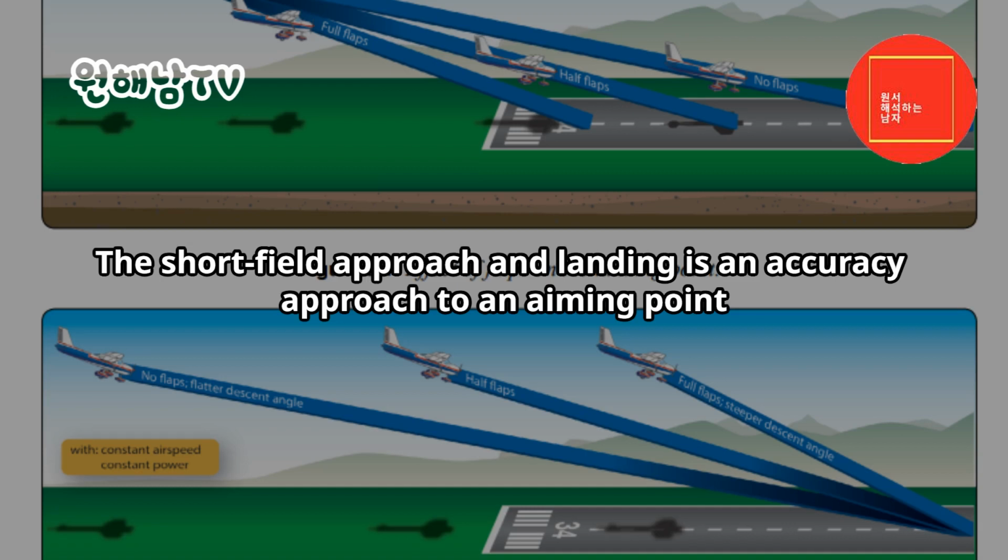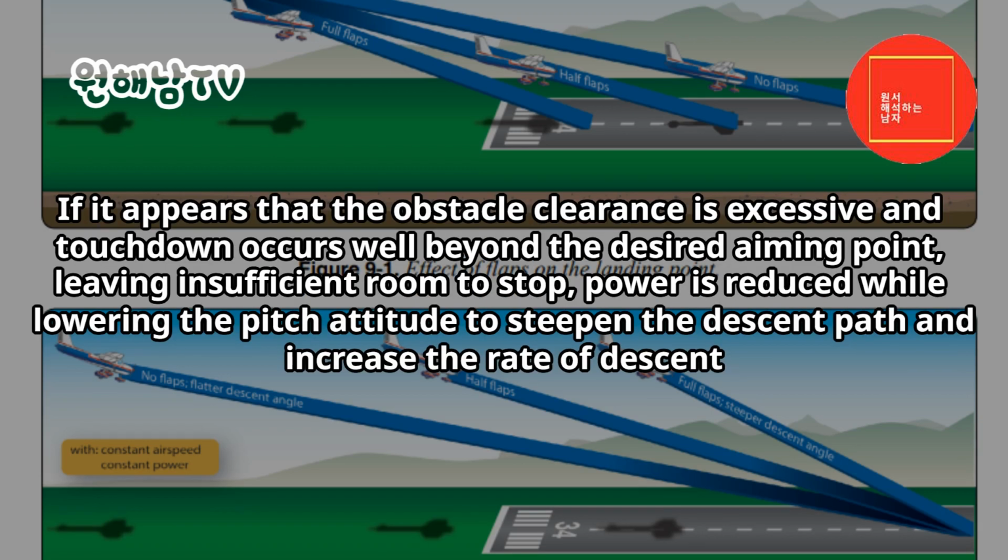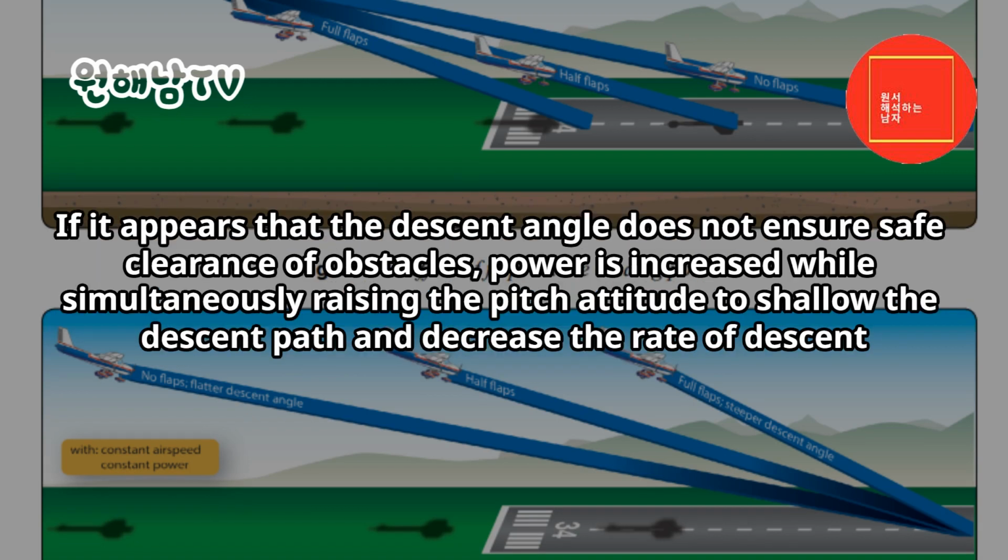The short field approach and landing is an accuracy approach to an aiming point. The procedures previously outlined in the section on the stabilized approach concept are used. If it appears that the obstacle clearance is excessive and touchdown occurs well beyond the desired aiming point, leaving insufficient room to stop, power is reduced while lowering the pitch attitude to steepen the descent path and increase the rate of descent. If it appears that the descent angle does not ensure safe clearance of obstacles, power is increased while simultaneously raising the pitch attitude to shallow the descent path and decrease the rate of descent.